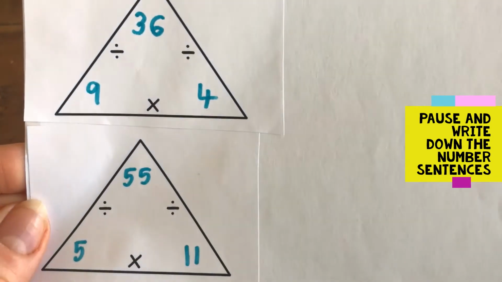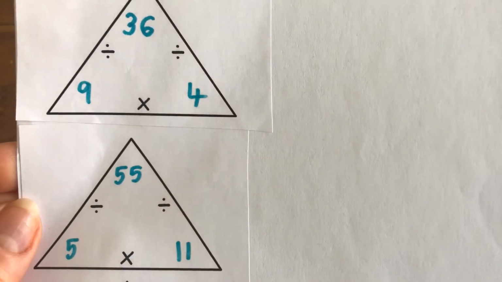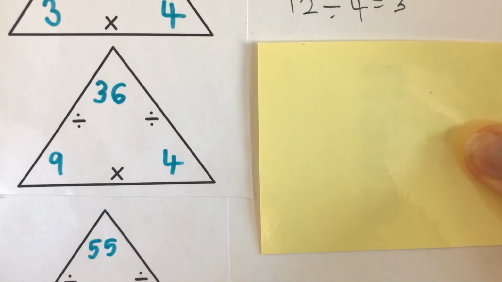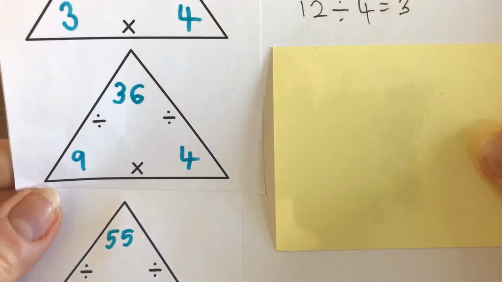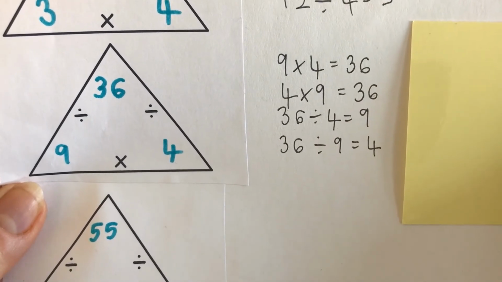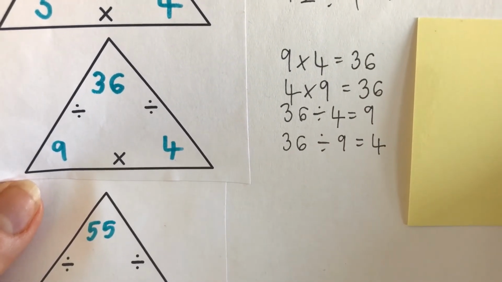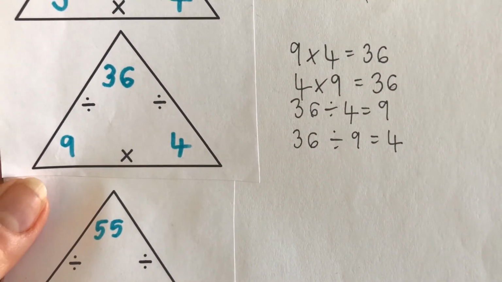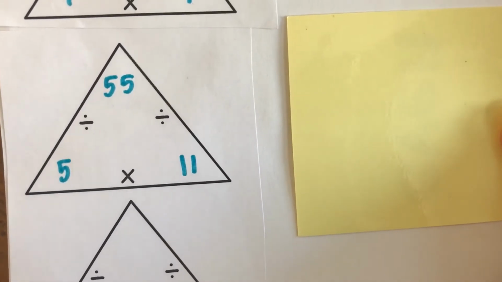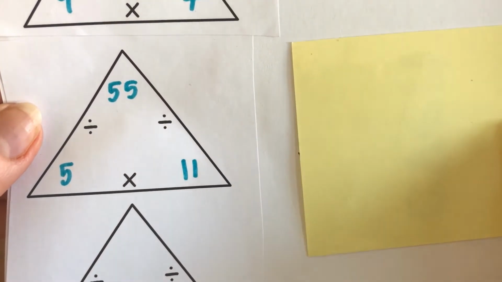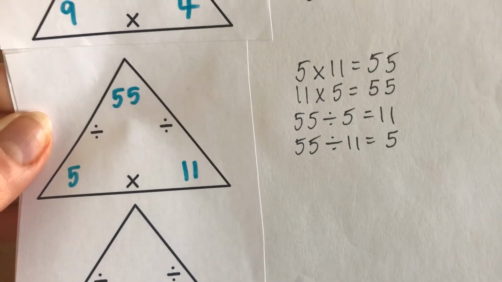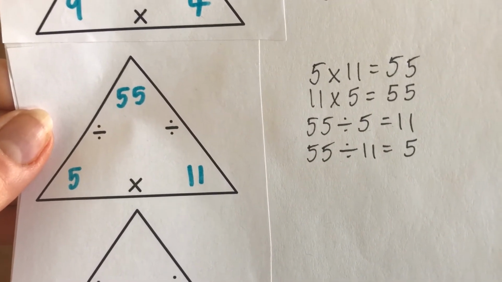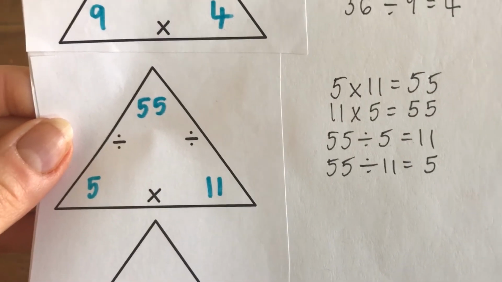Right, so here we go. We're going to go through the answers for the top one and then the bottom one. Right, are you ready? Here are the answers. We've got 9 times 4 equals 36, 4 times 9 equals 36, 36 divided by 4 equals 9, and 36 divided by 9 equals 4. Let's do the next one. All right, so here is the next one. Let's have a look at the answers. 5 times 11 is 55. 11 times 5 is 55. 55 divided by 5 is 11. And 55 divided by 11 is 5. How did you get on?